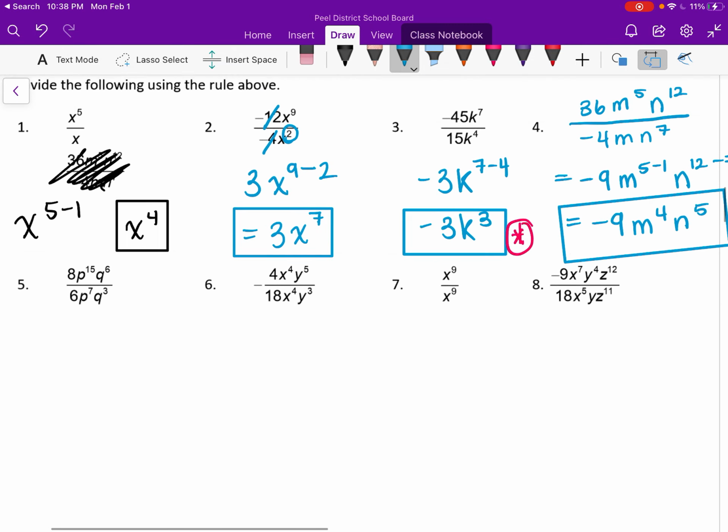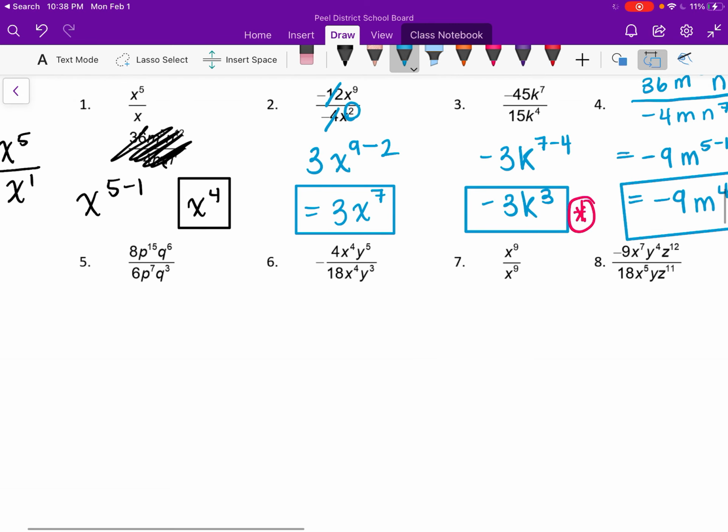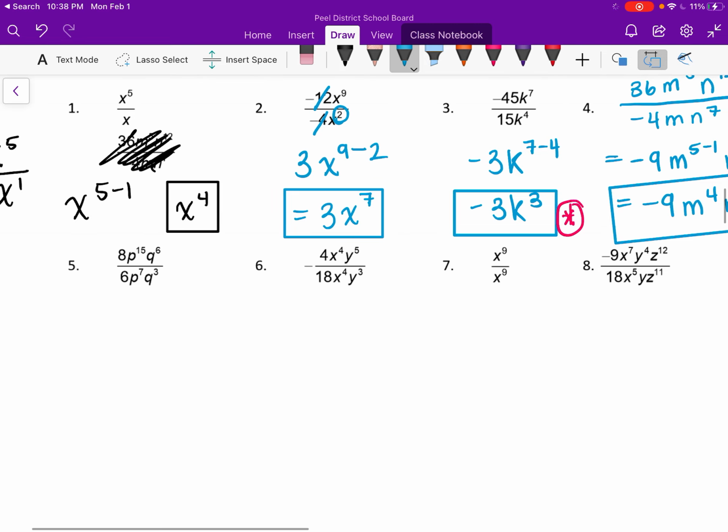So I'm going to do one more that's a little bit more complicated with 3 variables. The rest of these, the solutions will be posted so you can go and check them out yourself. Try doing them yourself, okay?